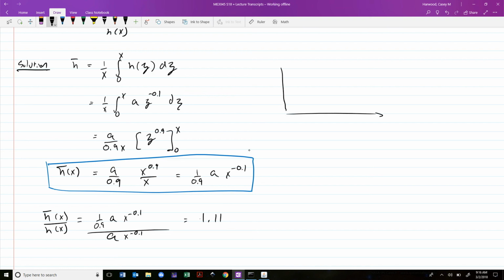So what this is saying is, if here's x, here's h, this blue bar here might represent the local convection coefficient, and the average coefficient between 0 and whatever x is going to be just 11% higher than that value.